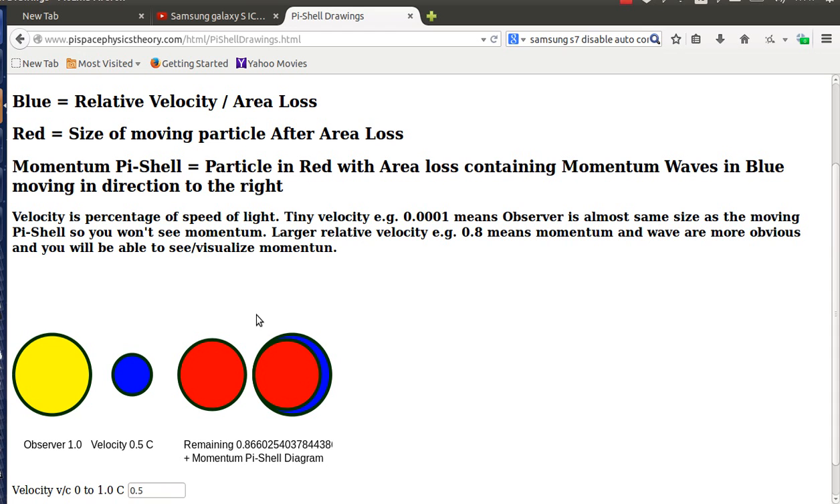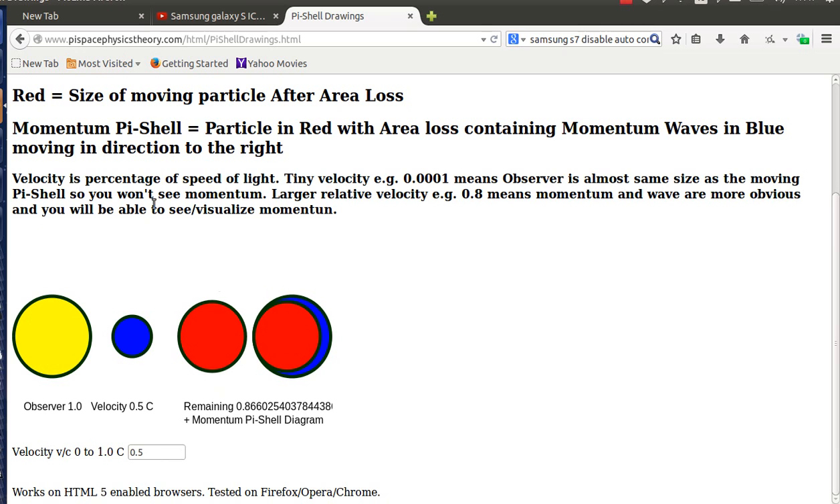Now, let's do some simple examples. I talk about the different velocities here. So in this page that I have, which at the time of writing is called the pi shell drawings, it may change later, but for the moment, that's what it's called. It uses HTML5. It's an HTML5 browser page, so it just uses the canvas object to draw some circles, and there's a little bit of math involved. I won't need to go into that in too much detail.